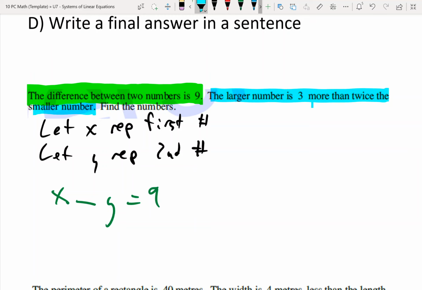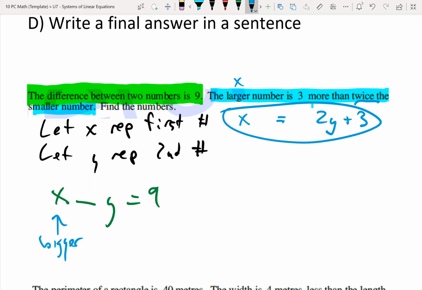So this could be kind of tricky to write. The larger number is, so we need to know which one's bigger. When I look at this, x minus y equals 9, that must be the bigger one, because otherwise this would be a negative number. So the larger number, which is x, equals 3 more than twice the smaller number. So twice means 2 times, so 2y. 3 more than means plus 3. That's our second equation.